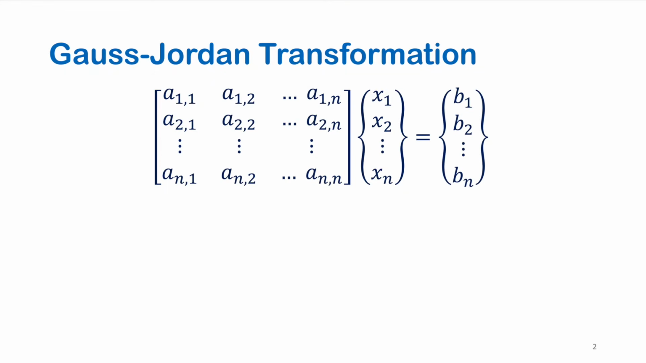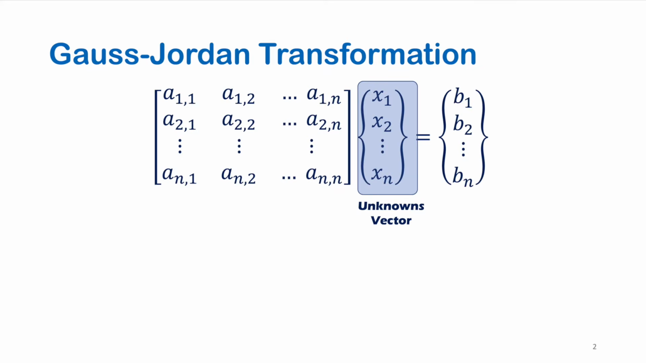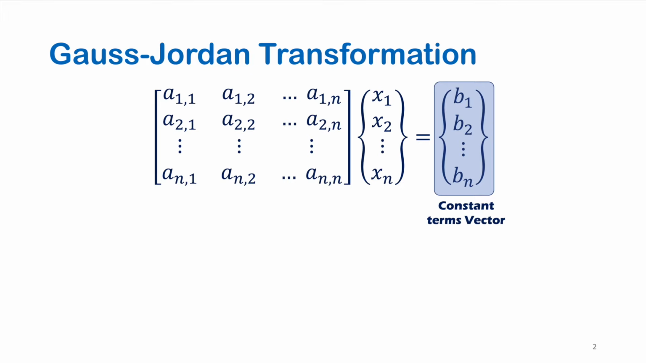A system of n linear equations can be expressed by using a matrix-vector equation of three components. On the left side, the coefficients matrix, which is called the A matrix, multiplied by the vector of unknown variables x, and on the right side, the vector of constant terms, or B vector. The solution of the system is the values of the elements of the x vector.